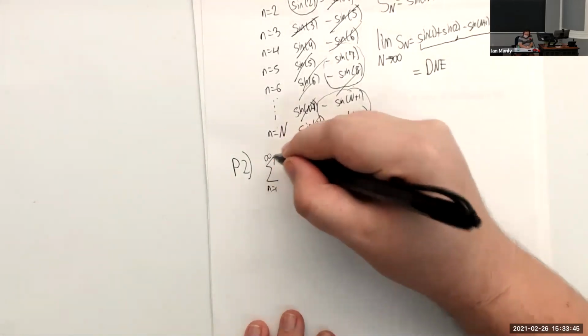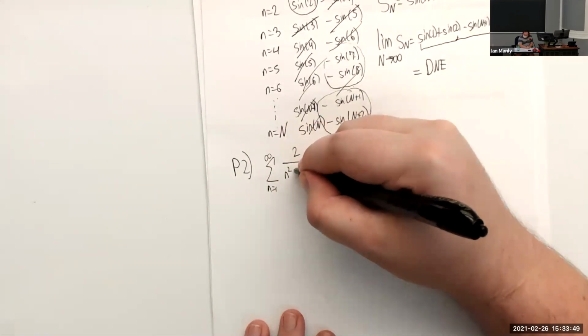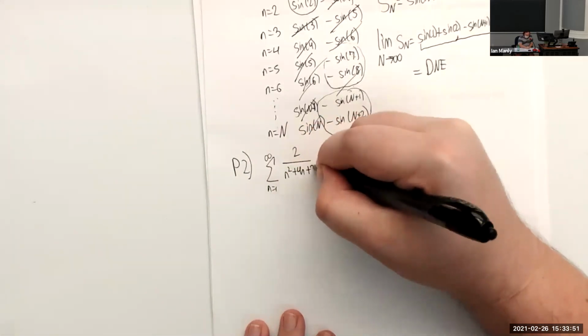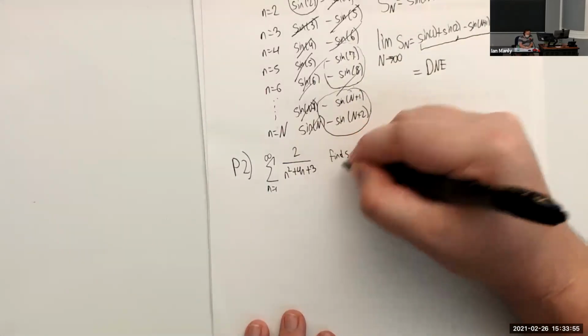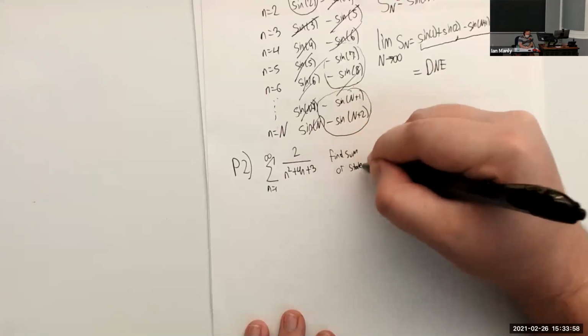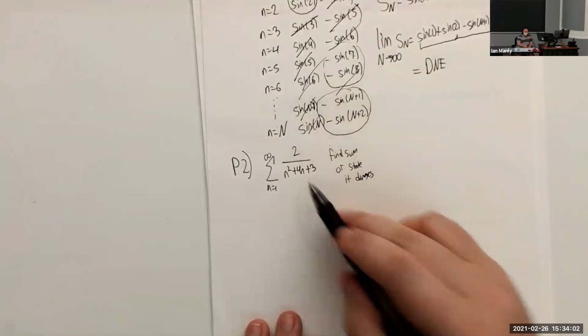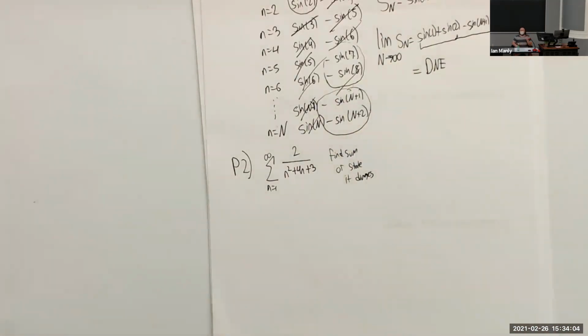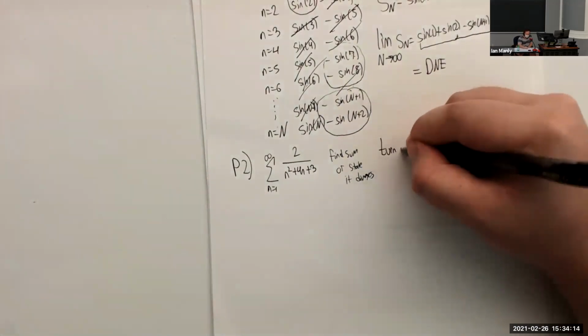Let's take a look at the sum from n equals 1 to infinity of 2 over n squared plus 4n plus 3. I want you to find the sum or state it diverges. Now you might be like, wait a minute, all of these other ones have had something minus something else for the canceling out. How is this going to be a telescoping series? And the answer is we need to turn it into a telescoping series.